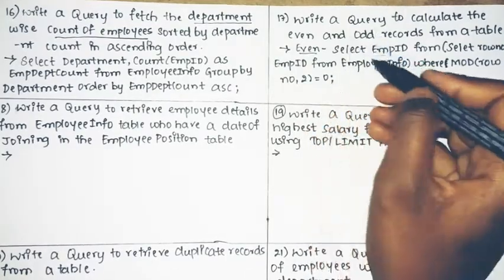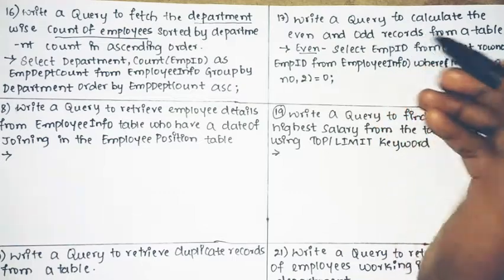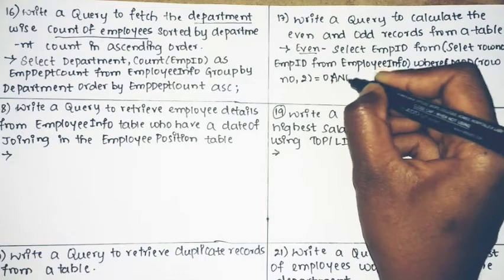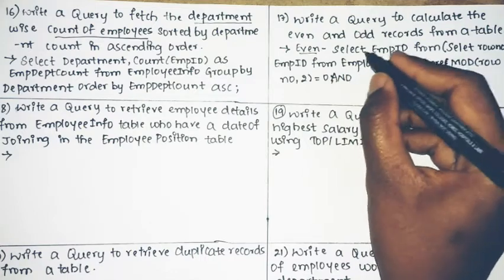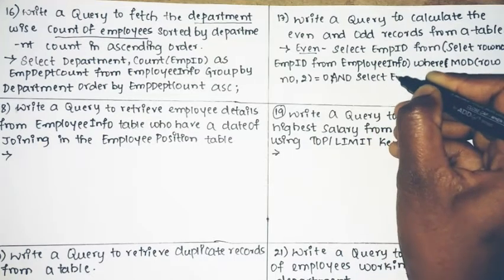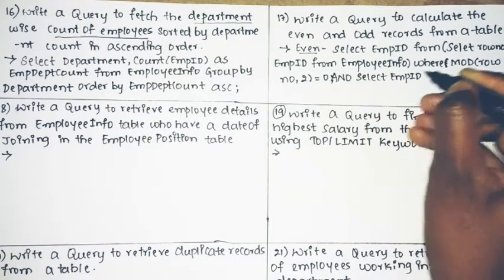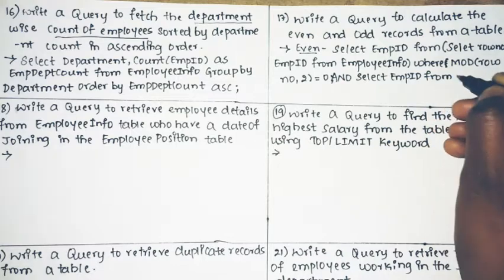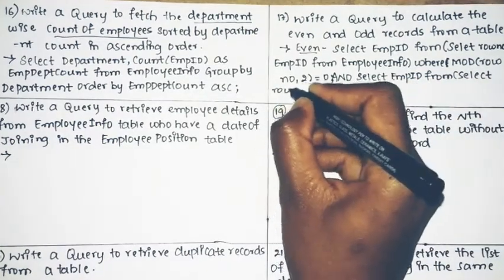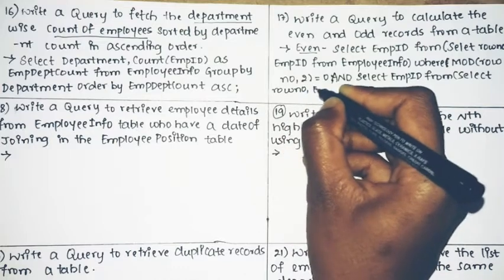Similarly they have asked to find the odd records and the even and the odd records from the table. So similarly you can write the same thing again. So again select employee ID from select of, from select of row number comma employee ID.